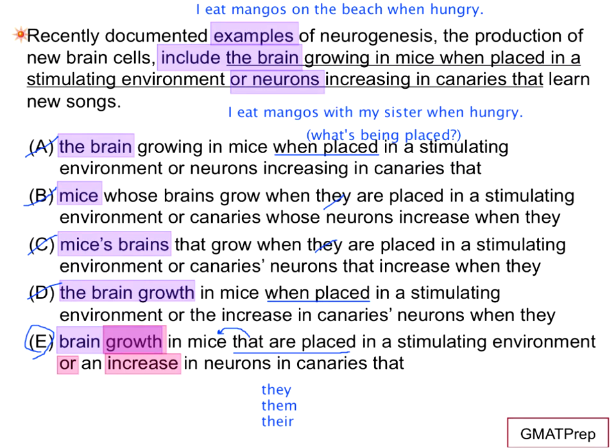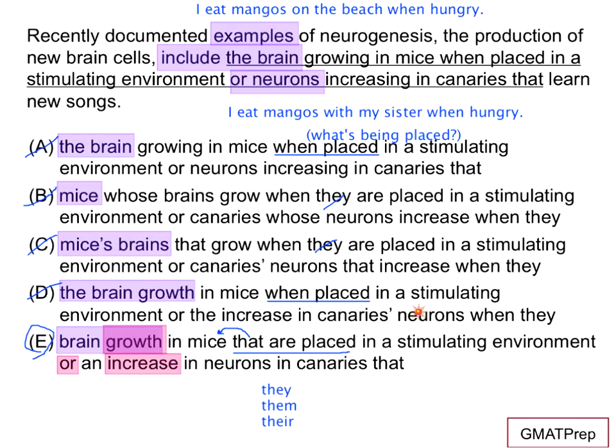Let's see. At the end of the day, let me just take a look here. Oh, okay. So the increase in canaries' neurons when they learn new songs. Yeah, exactly. So in this one, that's another problem. It can't refer to, "they" is again a subject pronoun. So it can't refer to the possessive noun canaries. So it's saying that the neurons learn new songs.